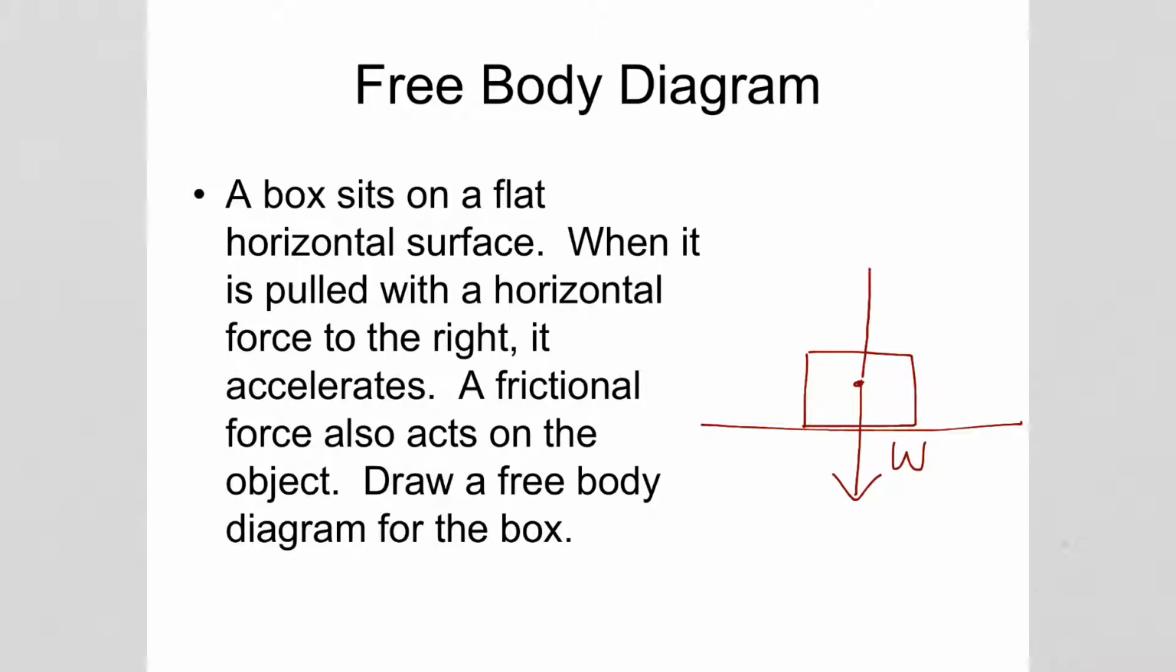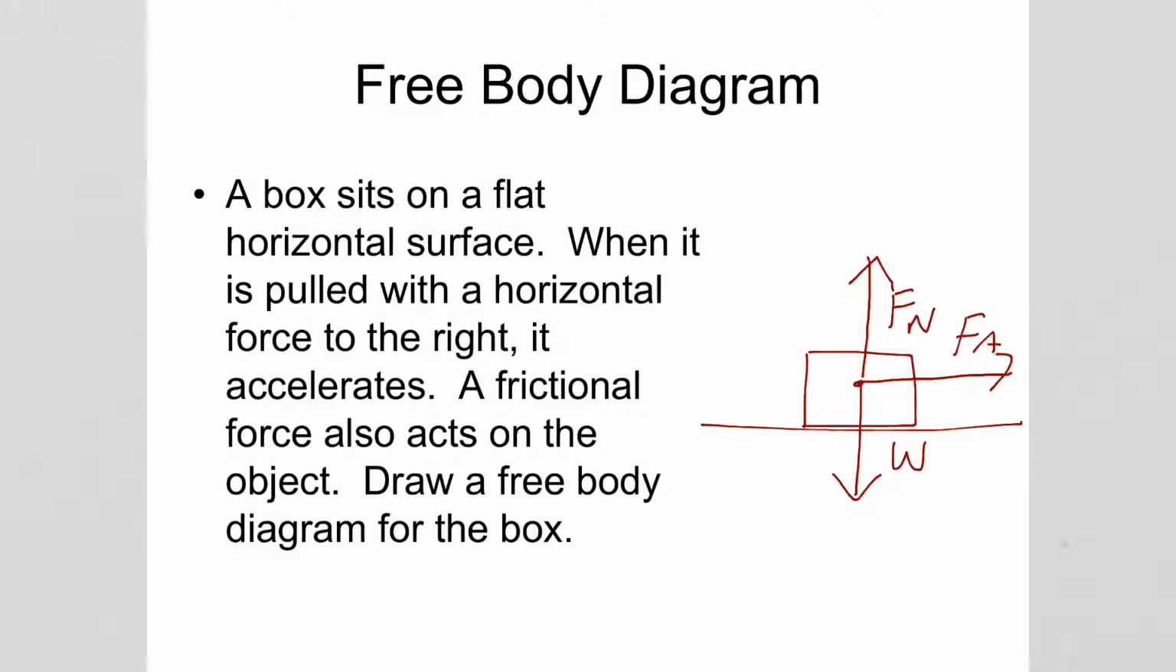So we draw another arrow straight up. It should be the same length as the weight arrow, and we're going to label that Fn, in this case for normal force. We also know we're applying a force to this object, and we're applying it to the right. I'm going to name that Fa. It's my applied force. And there's also a frictional force. Now remember that friction always acts in the direction opposite of motion.